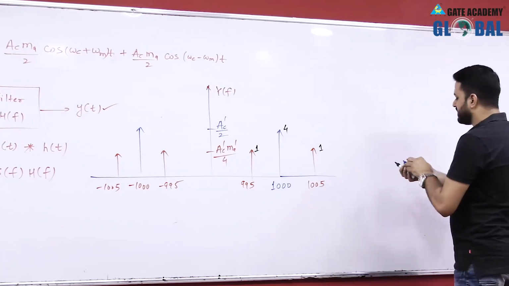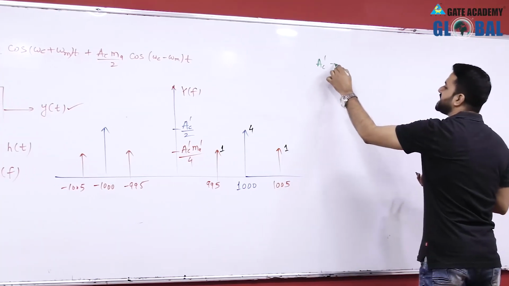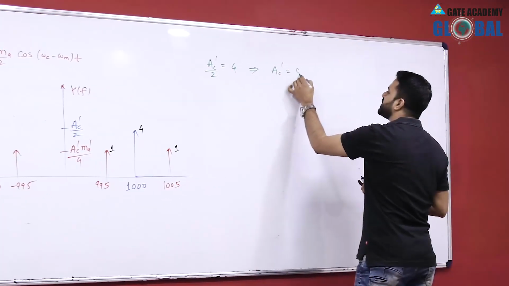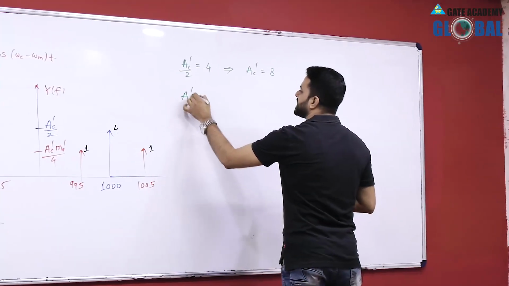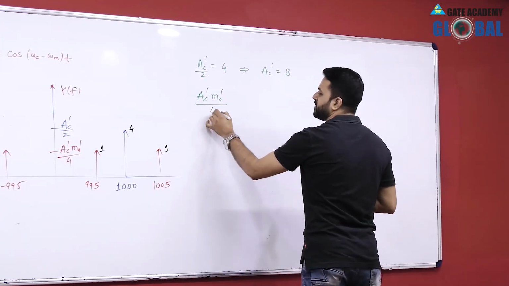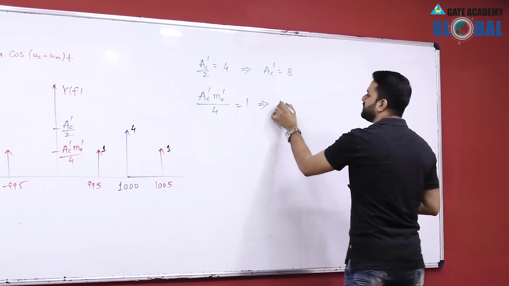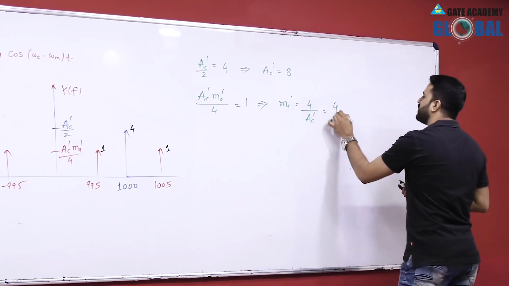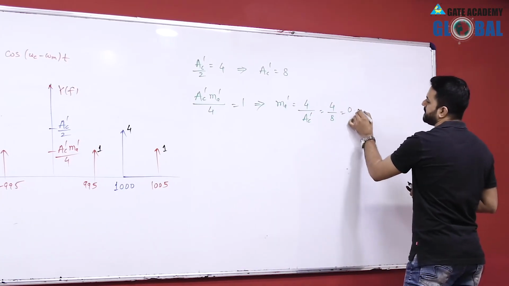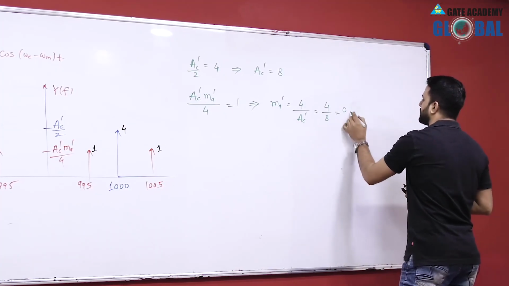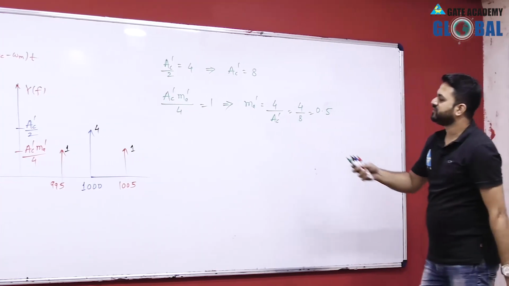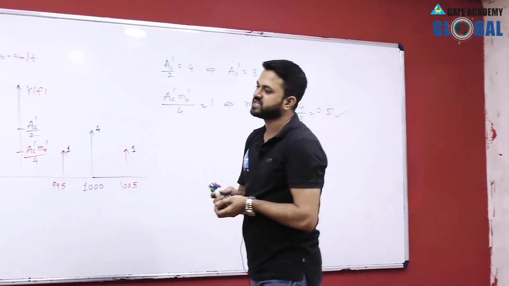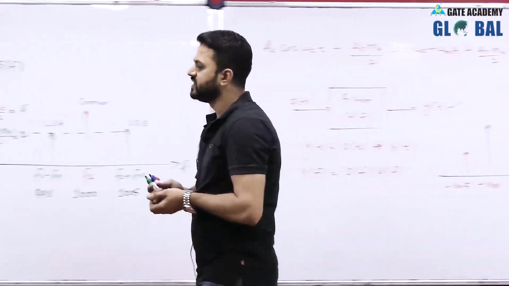On comparing, we get AC dash by 2 equal to 4, which gives AC dash, the new carrier amplitude, as 8. We get AC Ma dash divided by 4 equal to 1, which gives Ma dash equal to 4 by AC dash, which is 4 by 8, and it is 0.5. So we have calculated the new modulation index, which was our first question. The answer to question number 25 is 0.5.